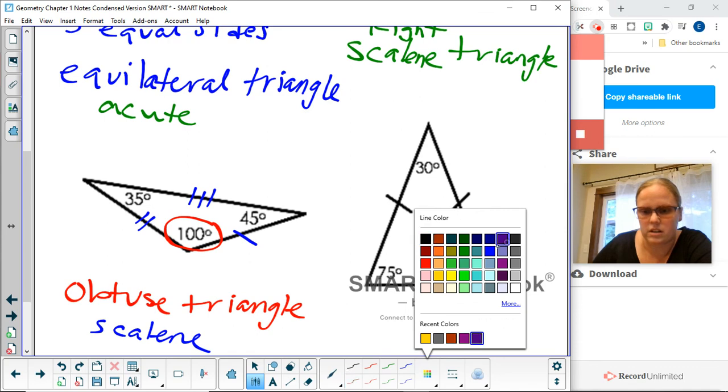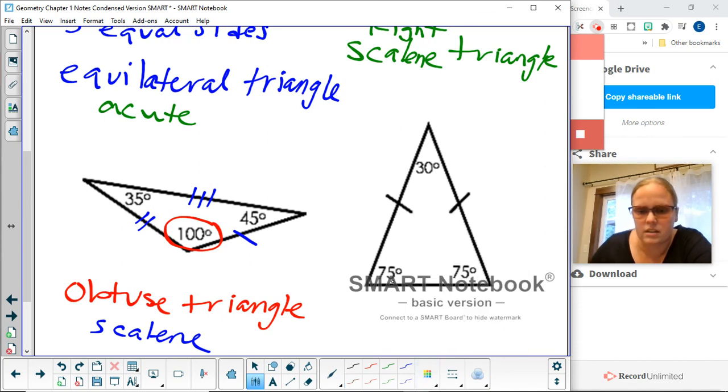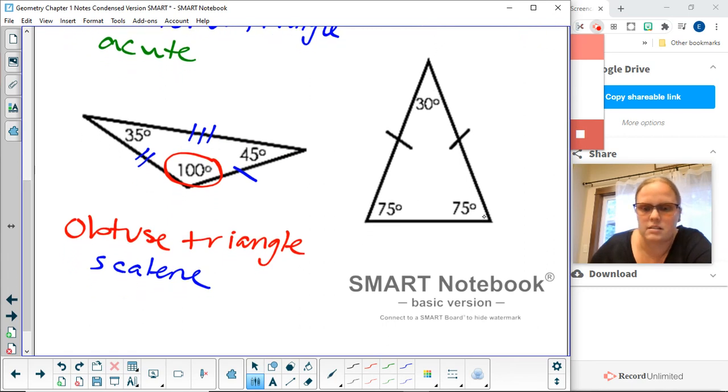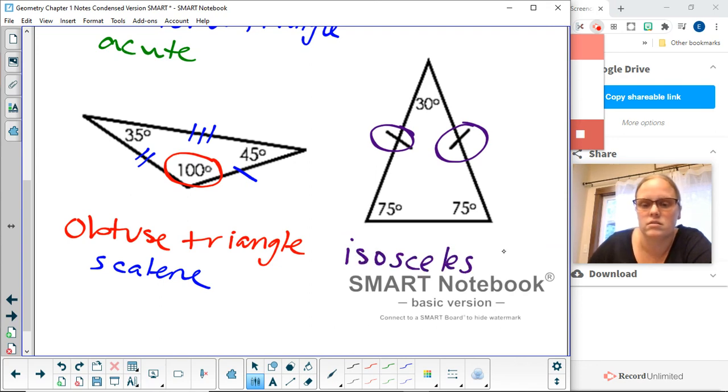All right, the last one here. This one has two angles that are the same size, two sides that are the same length, and all three angles are less than 90 degrees. So noticing the same side length here, this is an isosceles triangle. Because all of the angles are less than 90, we could call this an acute isosceles triangle.